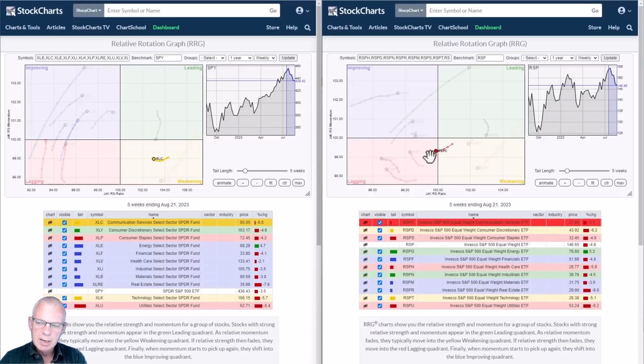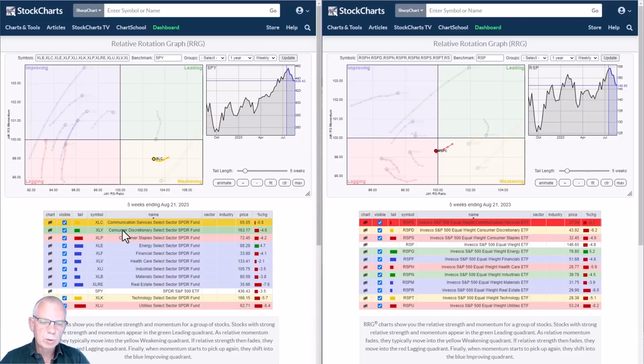So here everything is the same, and here the large cap stocks are more pronounced and they are doing better. So the translation of the comparison is that the large cap communication services stocks are doing better. They are leading the communication services sector. So that's one thing.